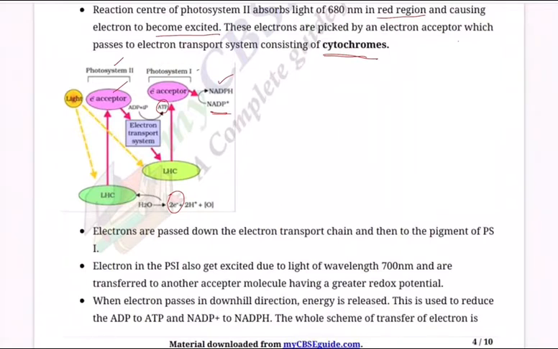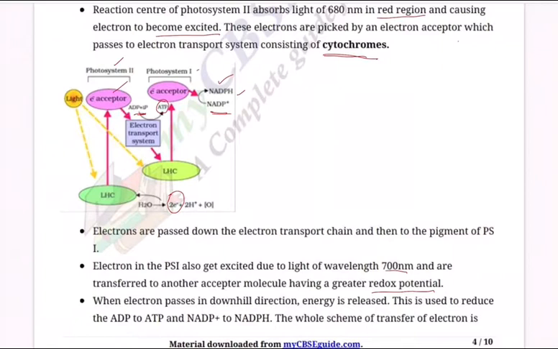Electrons in PS1 also get excited due to light wavelength of 700 nanometers and are transferred to another acceptor molecule having a greater redox potential, reduction and oxidation potential. When electrons pass in downhill direction, energy is released. This is the downhill reaction, and ADP plus inorganic phosphate, ATP, is formed. This is used to reduce ADP to ATP as well as NADP to NADPH, as you have observed.